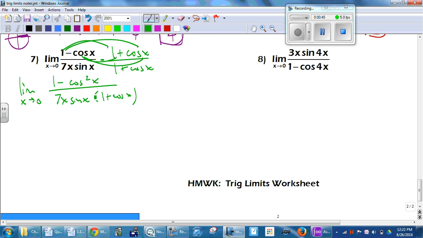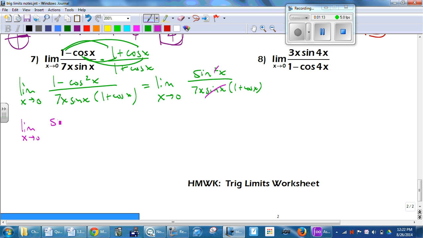So what we're going to go ahead and do now is rewrite this. 1 minus cosine squared, you may remember from pre-calc, is a Pythagorean identity. 1 minus cosine squared is the same as sine squared. Now, one of the signs from the top is going to cancel out with the one on the bottom. After that, we want to split things up.